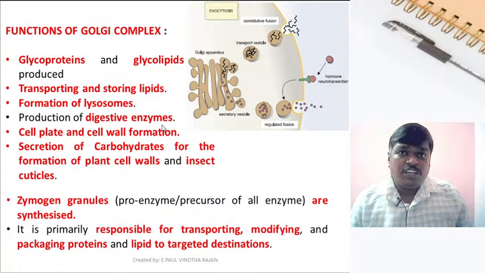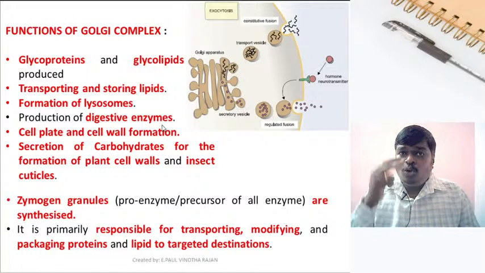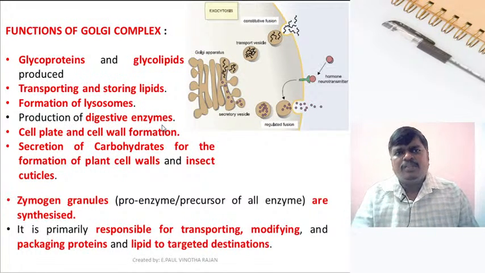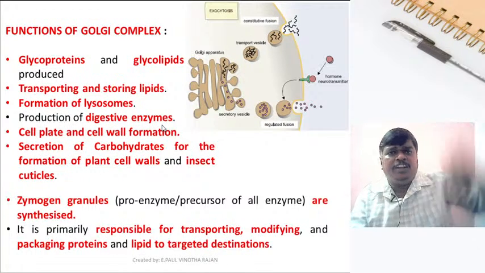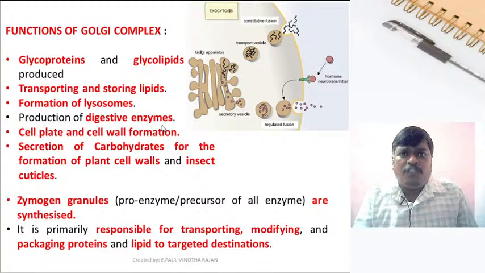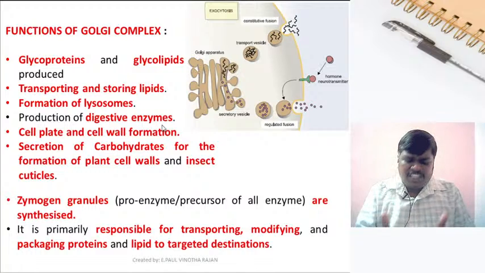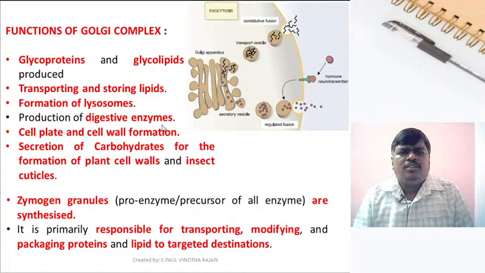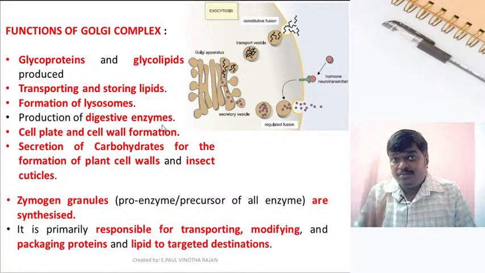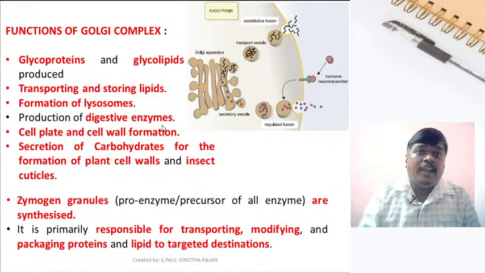During the cell division process, do you remember that the cell divides into two, and there are two methods of the formation of daughter cells. Daughter cells separate in two methods. In that, the cell plate method and cell wall formation, these two are mainly formed with the help of Golgi complex. And also the secretion of carbohydrates for the formation of cell wall. Carbohydrate formation of cell wall, right? That is also done by Golgi complex.